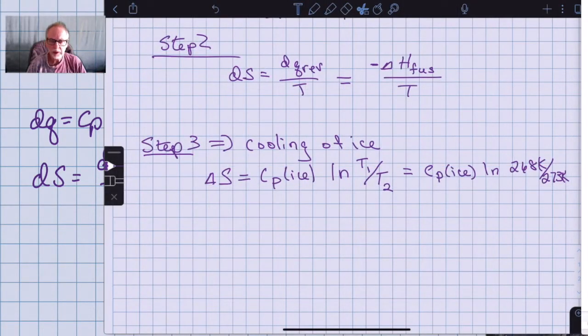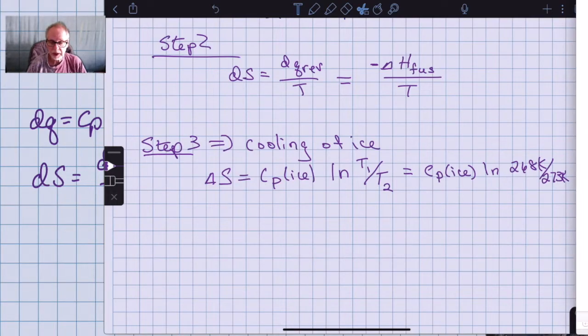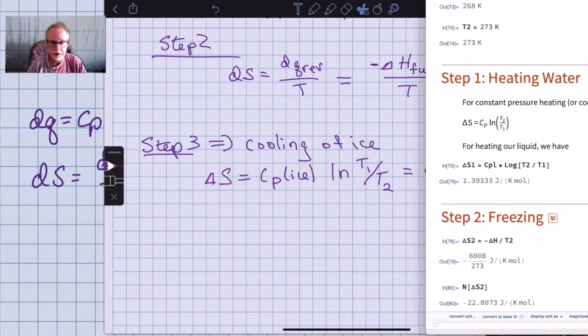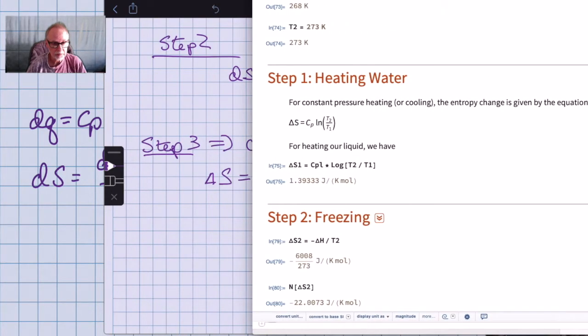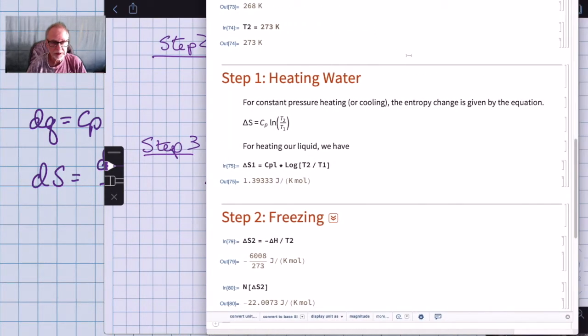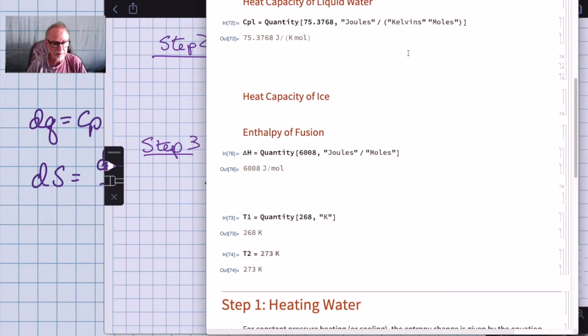Okay, so we're ready for step 3 here. It's really the same idea as step 1, except we need the heat capacity of ice in this process. And of course, the final temperature is 268 and the initial temperature is 273. So we need to look up the heat capacity of ice, and I'm going to scroll back up here because I've left a place for it in this document.